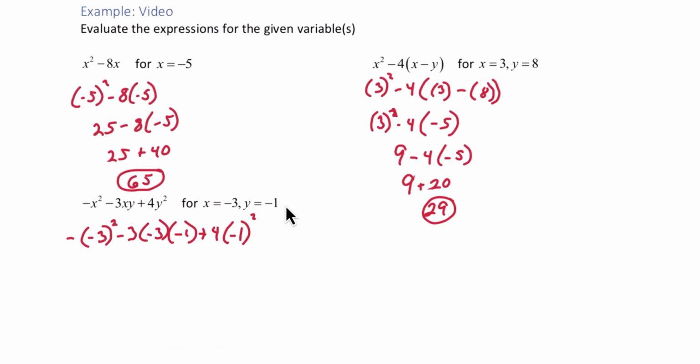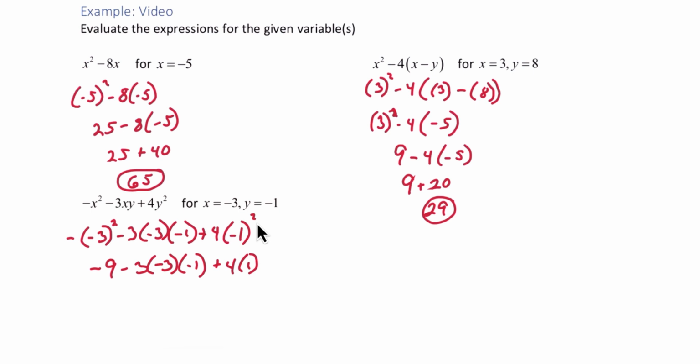Order of operations. Simplify anything inside parentheses first. In this case, there's no work to be done inside the parentheses, so next we move to exponents. We have an exponent here, negative 3 squared is 9, but we have another negative out front, so we'll bring down that negative. Copy what we have here, plus here we have 4 times negative 1 squared. Negative 1 squared, negative 1 times negative 1 is positive 1. So we have 4 times positive 1.